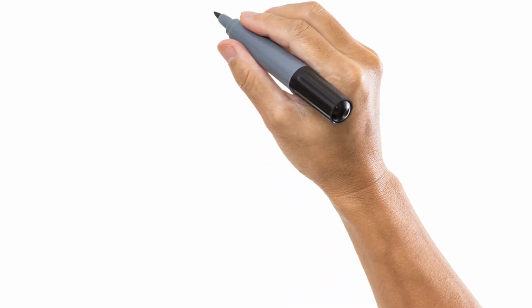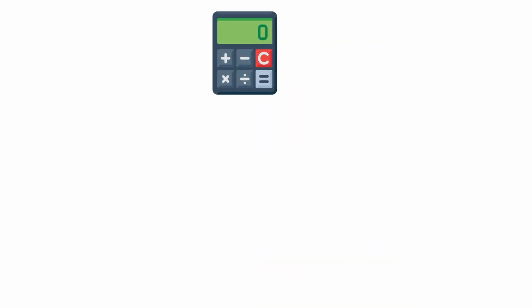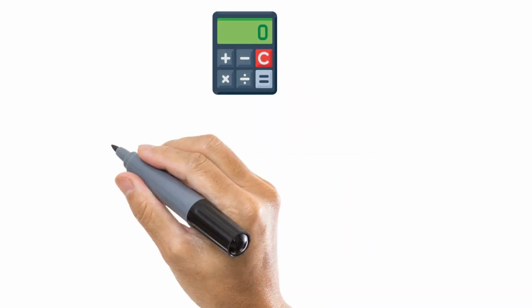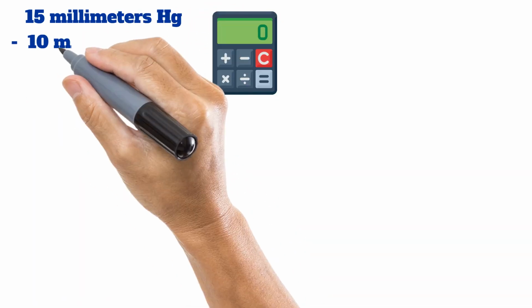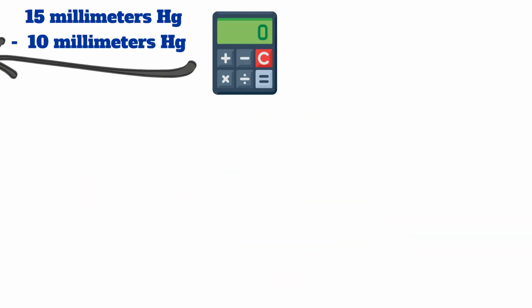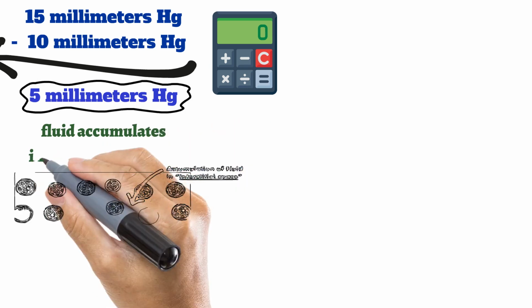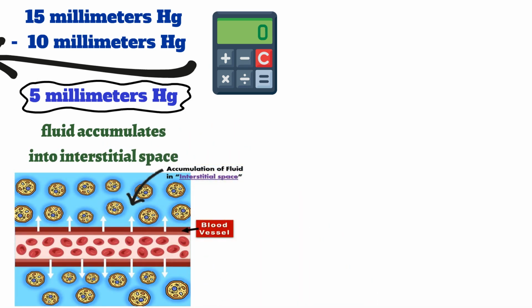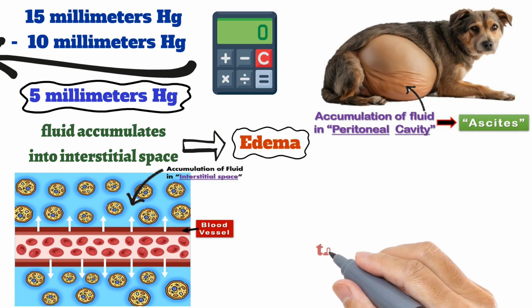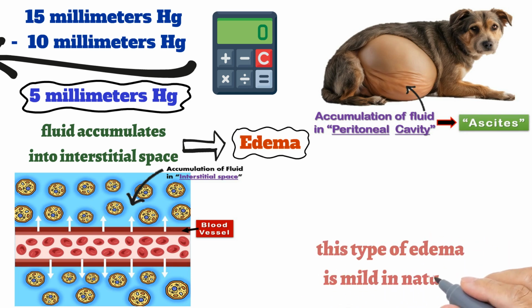So if we do the final net calculation, there would be 15 mm of mercury minus 10 mm of mercury, which gives 5 mm of mercury. Therefore, at the rate of 5 mm of mercury, the fluid accumulates in the interstitial space and ultimately results in edema. And this type of edema is mild in nature.